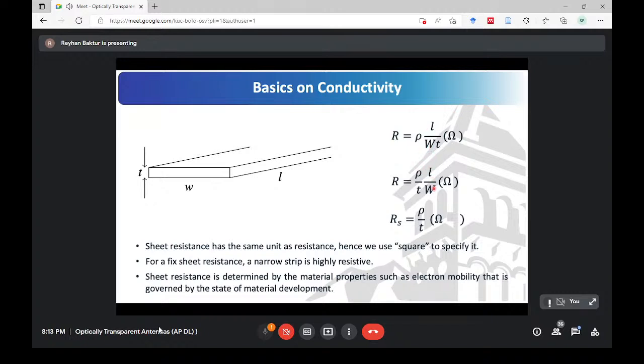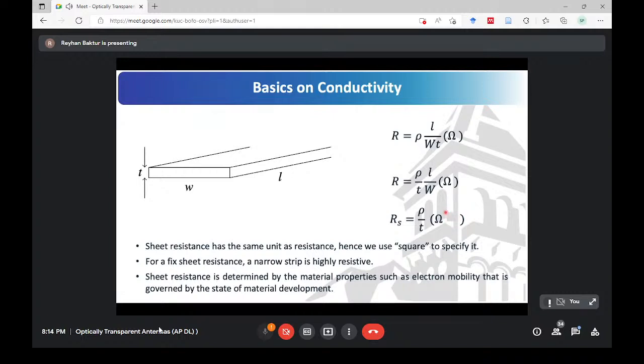Now, let's rearrange it a little bit, to have the resistivity over the thickness. So this resistivity over the thickness times length over the width, that's still the resistance. Now, we define this resistivity over the thickness as surface resistance or sheet resistance. So whenever you deal with thin films, you will be dealing with sheet resistance. And as you can see, the unit of this sheet resistance is the same as resistance. It's ohm. So to differentiate that, the sheet resistance we normally note as ohm square. I have a square here, just a square symbol, basically.